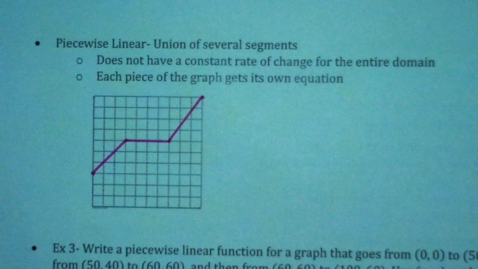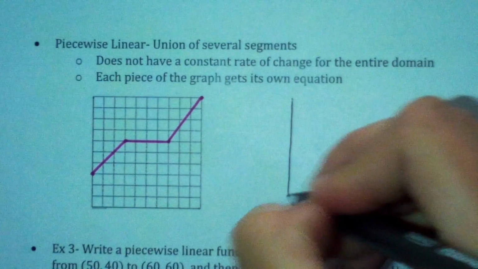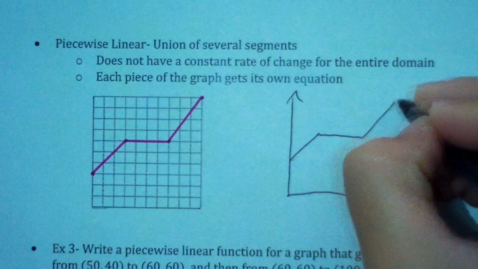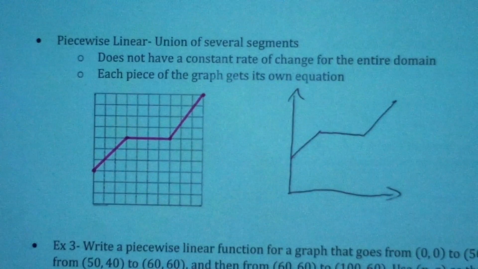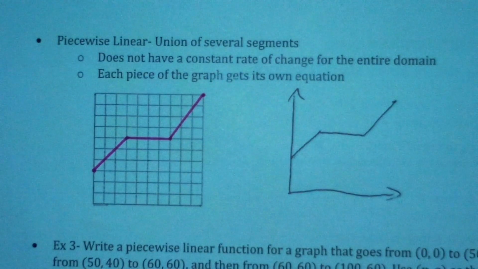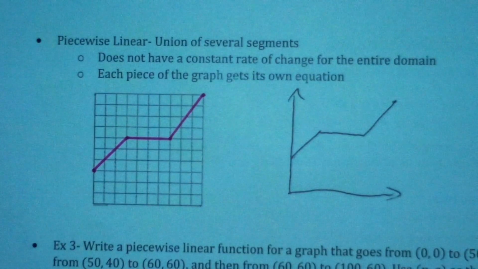See there how that's a chunk of the graph, chunk of the graph, chunk of the graph. Each of those would have a different rate of change or slope. That's why they call it piecewise, because we're going to figure out all of those individual pieces, okay? Each is going to get its own equation, because they all have different slopes and y-intercepts, okay? So we'll look at this example here.